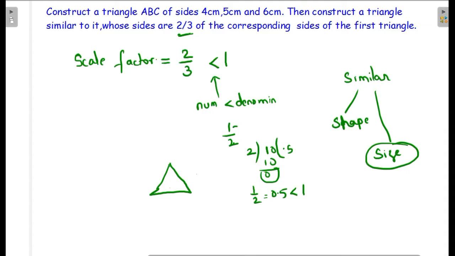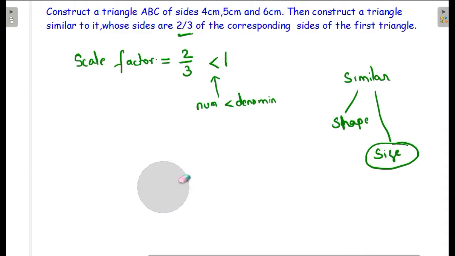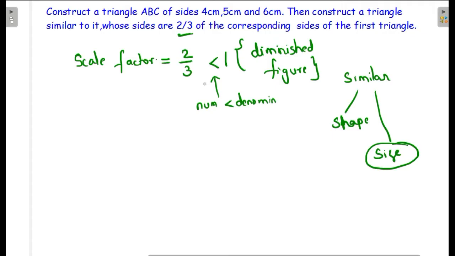Now, if the scale factor is less than 1, then the similar triangle which we draw will be a diminished figure. Now, what is this diminished figure? Diminished figure means the size of the similar triangle that we draw will be less than the size of the original triangle.